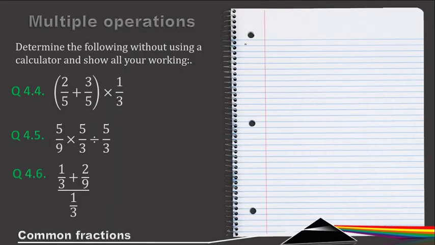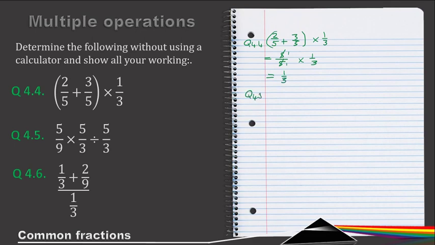For question 4.4, I have 2 over 5 plus 3 over 5 in brackets times by 1 over 3. Although this is multiplication, this is addition, because they are in brackets, I have to do the brackets first. These are already all over the same denominator, so 2 plus 3 is 5 over 5 multiplied by 1 over 3. Then to simplify, 5 can cancel top and bottom, so I just have 1 over 1, and then my final answer is just 1 over 3.